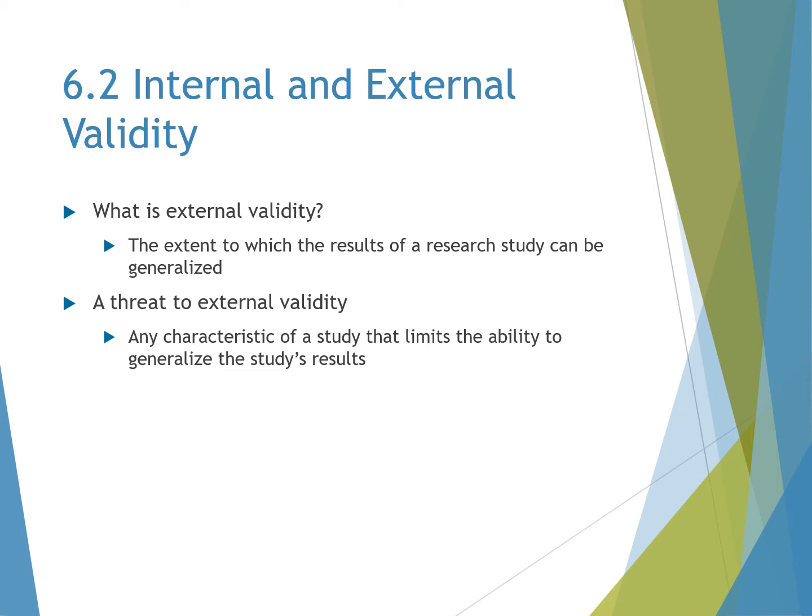So with external validity, we want the results to be generalized beyond the study. So can we generalize to other populations, settings, and measurements? With internal validity, this is something we're particularly concerned about for experimental studies, and we're looking at factors within a study that might limit whether we can be certain about the cause and effect. So is there something else in the study that could explain the findings? So again, external validity is about the extent to which the results of a research study can be generalized. And in terms of threats to external validity, it would be any characteristic of a study that limits the ability to generalize the study's results.